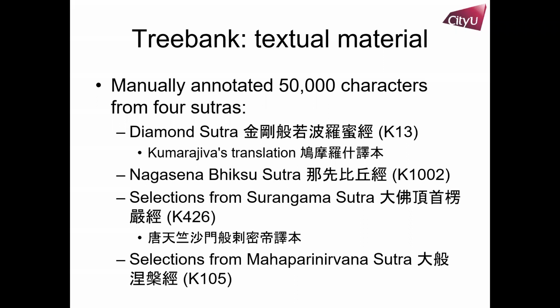Our tree bank is manual, and it contains manually annotated text from 4 sutras. There is the Diamond Sutra with Kumarajiva's translation. The K number is the code used for the Tripitaka Koreana edition. And the Nagasena Bhiksu Sutra, selections from the Suragama Sutra, and selections from the Mahaparinirvana Sutra. These represent different periods of the translation history, and so we hope to represent somewhat the variety of language that is found in the canon. Altogether, the selections from these sutras contain a total of 50,000 characters.